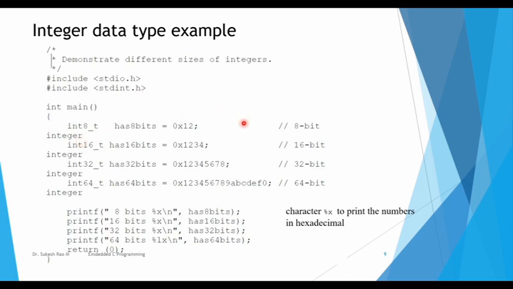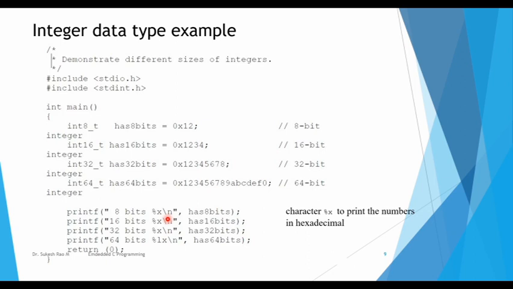You can just work out how this data type is going to be. So I have actually declared int8, and "has 8 bits" is the name of the variable that I am defining, and the value is 12, and 16 is here, 32 is here, 64 is here. I'm just declaring the value, just print those values.